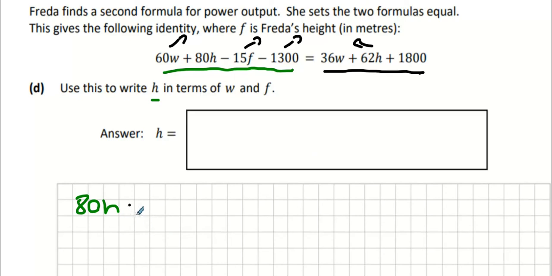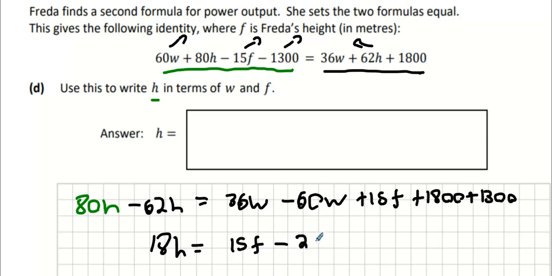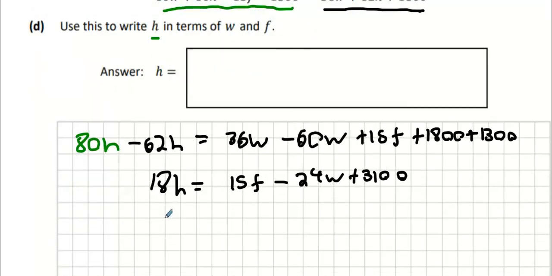So you're going to have 80h minus 62h equals 36w minus 60w plus 15f when it moves over to your side, plus 1800, and then plus 1300. What we're going to get here is 18h equals 15f minus 24w, and then plus 3100. Then we're going to have to divide by 18 to get h on its own.